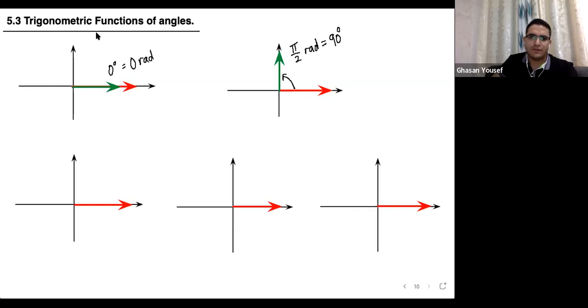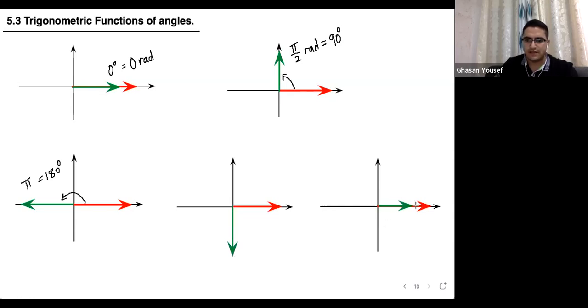For the third one it is 180 degree. So the 180 degree is pi in radian. So this angle is 180 degree, and it is pi in radian. Now this one is 270 degree. So here is the 270. This is 270 degree.